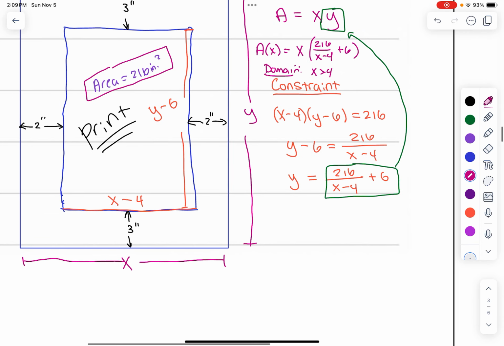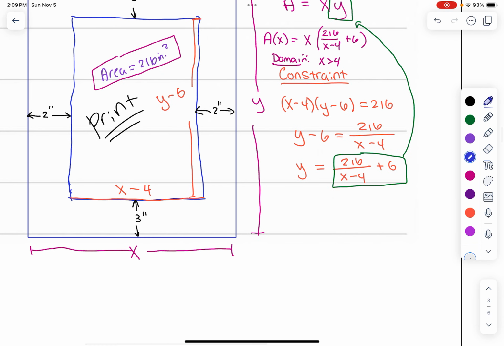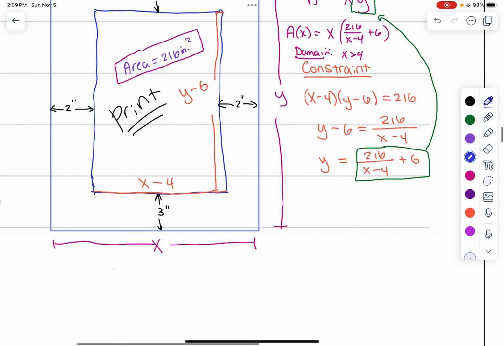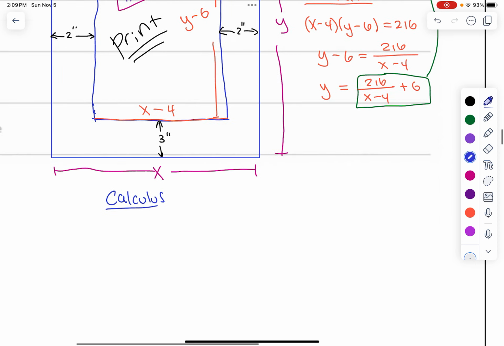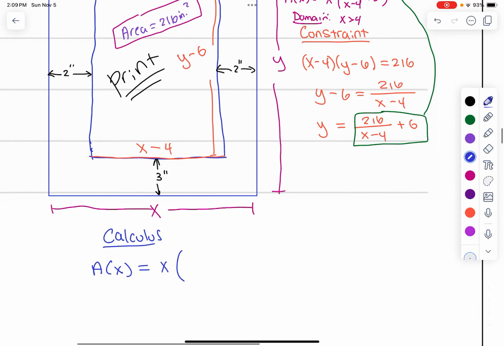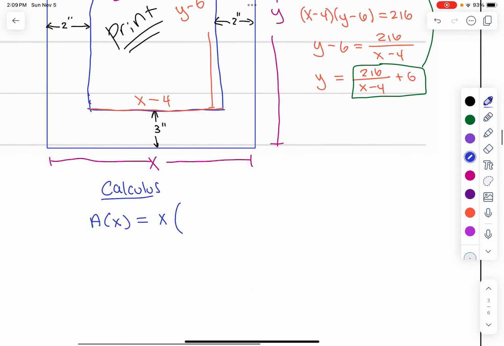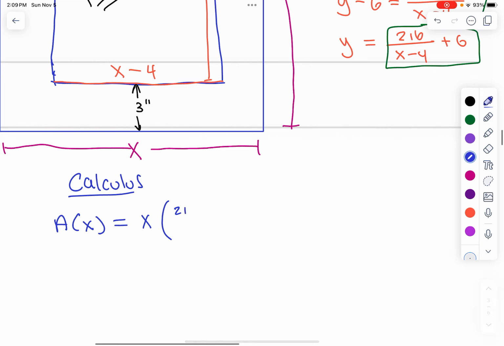All right, so now let's perform some calculus. I'm going to reestablish my model down here. So again, calculus. I've got A of x is equal to x times 216 over x minus 4, plus 6.